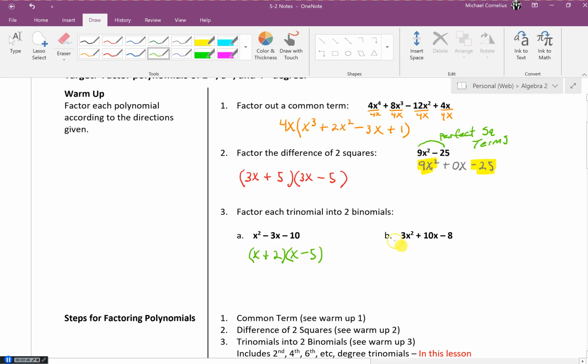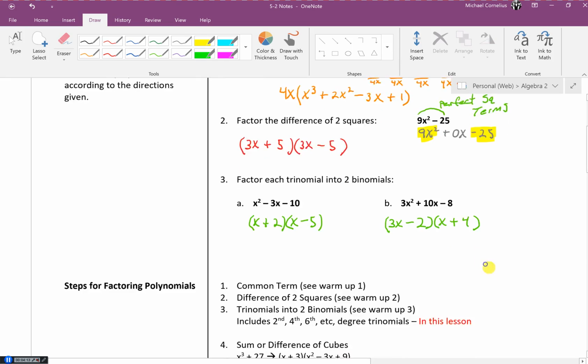I can do the same thing over here. I don't even know what the answer to this is right now, but I know it has to be 3x and x. And then I need numbers that multiply to negative 8. So I'm going to take a pretty good guess here that this is going to be plus 4 and minus 2. And I think I've got it. If you FOIL that back together, it should work.